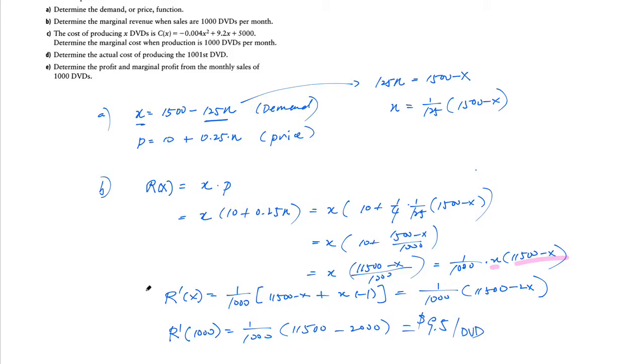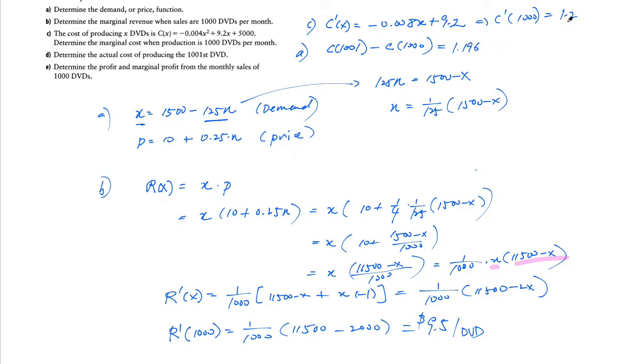Part C, the cost of producing DVDs is given to be this. Determine the marginal cost. Marginal cost is the derivative of C, so it's going to be minus 0.008x plus 9.2. And determine the actual cost. The actual cost is going to be C at 1,001 minus C at 1,000. Now we would expect that to be similar to the number we get when we plug 1,000 in here. When I plug it in, I get this. Here I get this. Note how close they are. So this is a good estimation for the actual cost.